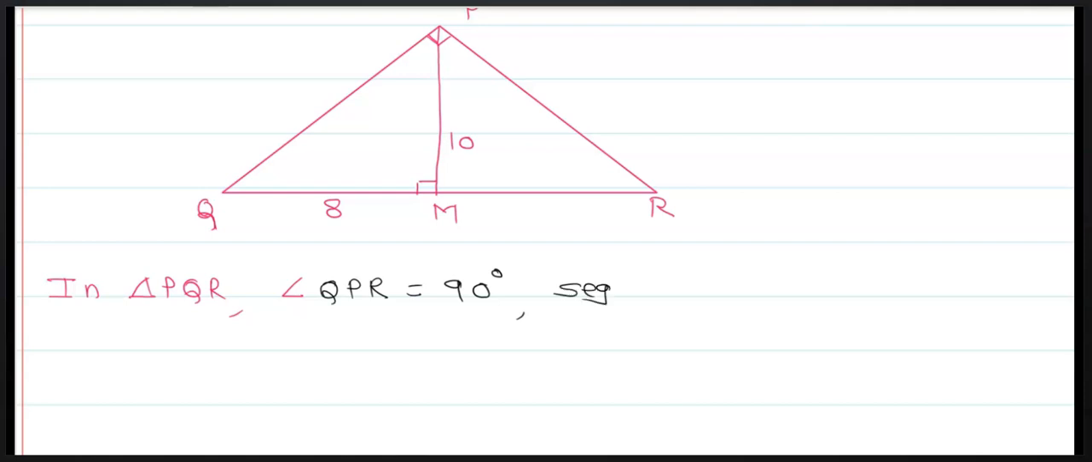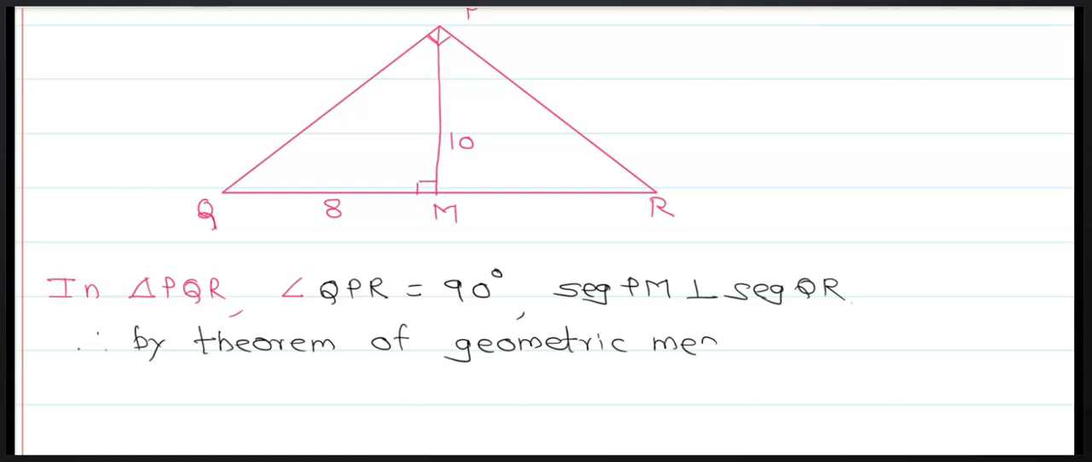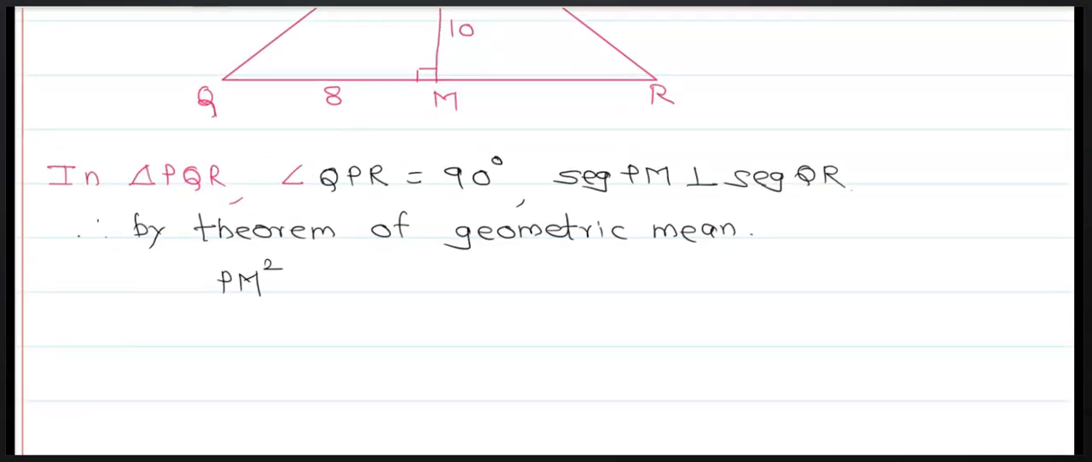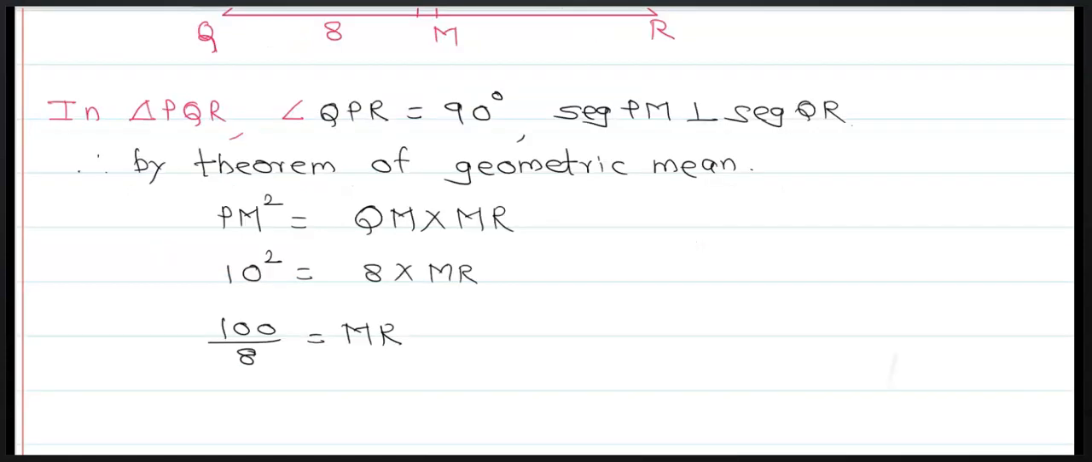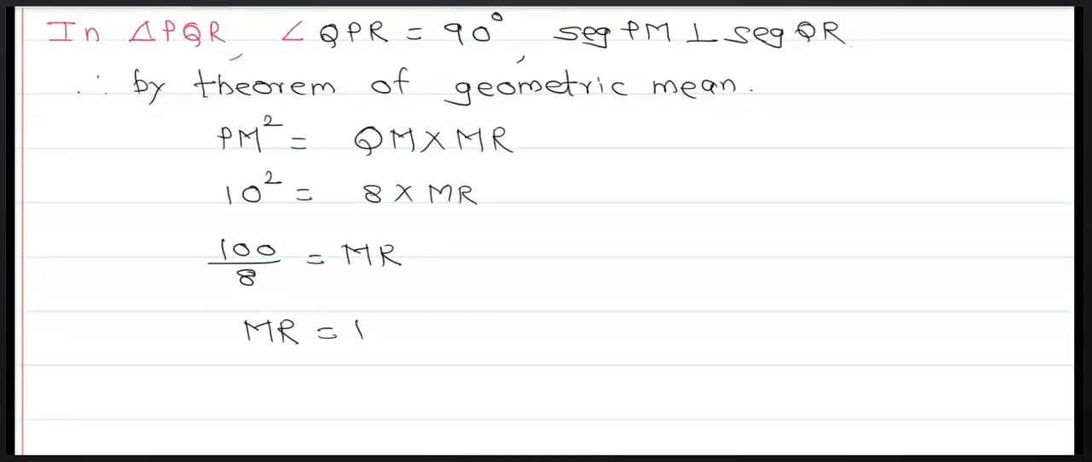Angle QPR is equal to 90 degrees. Segment PM is perpendicular to segment QR. By the theorem of geometric mean, PM square is equal to QM into MR. 10 square is equal to 8 into MR, so MR is 100 upon 8. Therefore, MR is equal to 12.5.